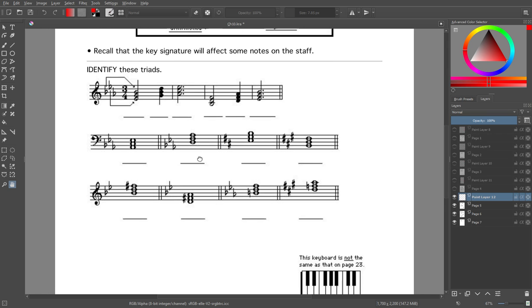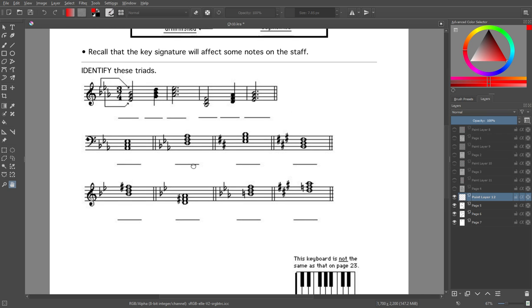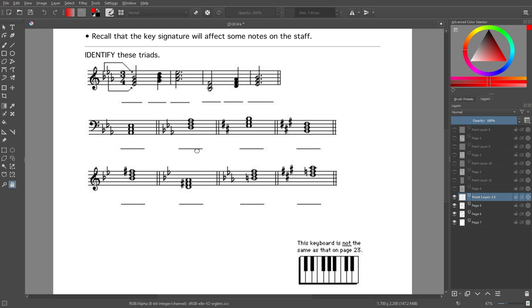I can leave it. Oh yeah, there's a keyboard. Yeah.